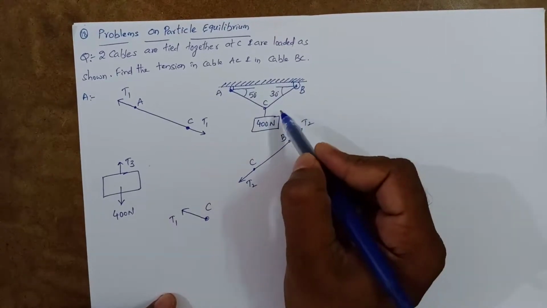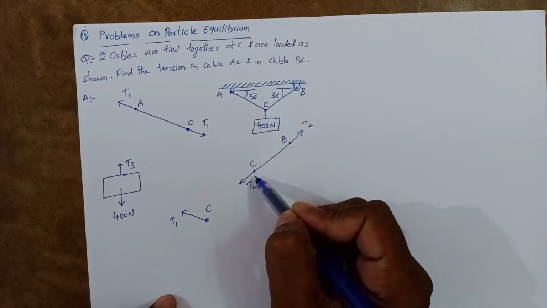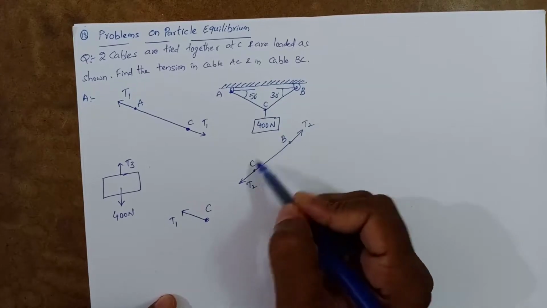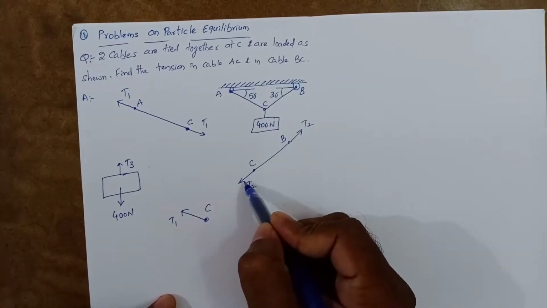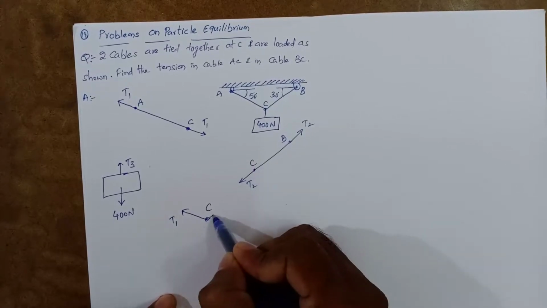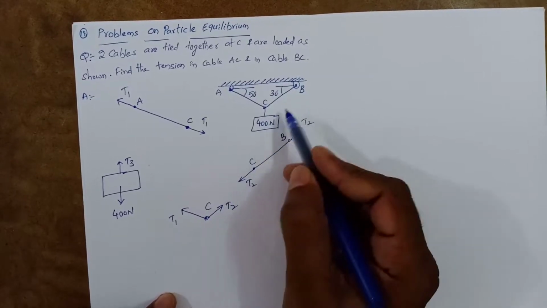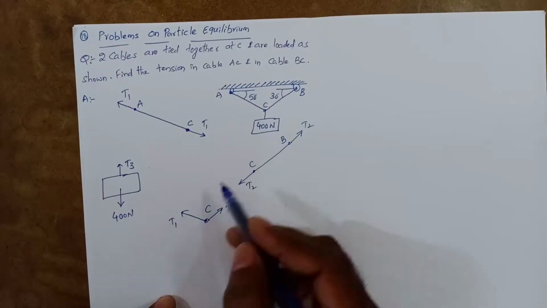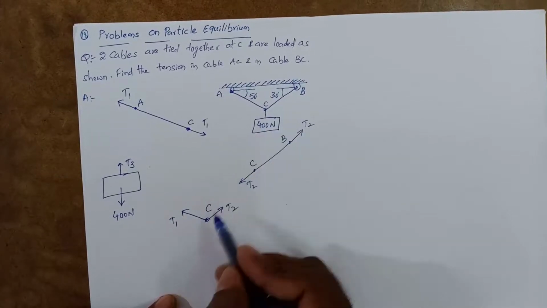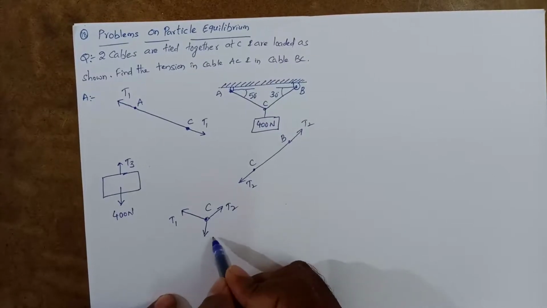Similarly, here point C is pulling this cable BC in this direction. Again from Newton's third law, cable BC also pulls this point C in the opposite direction. If T2 is the force exerted by C on cable BC, then at the same time, this T2, the same force but in the opposite direction, is the force exerted by BC on point C. Similarly, now for this small thread to be in tension, as this is T3 acting upward, this must be downward.